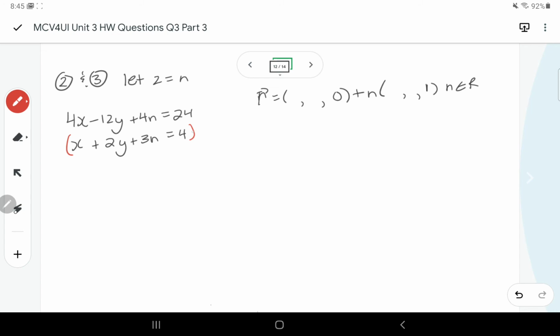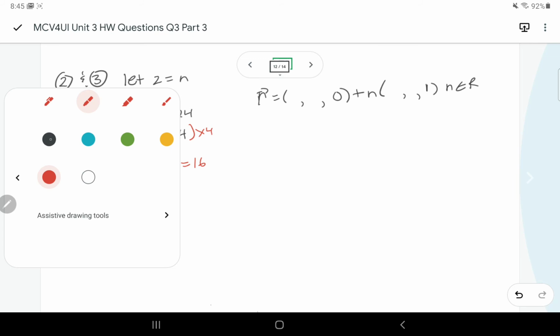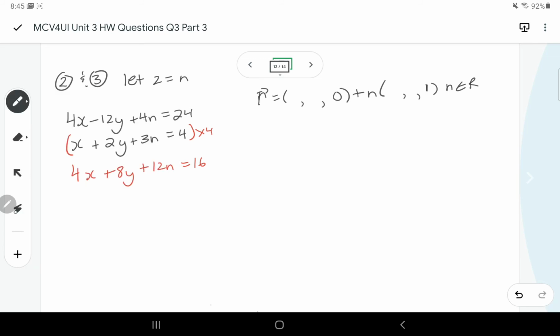Why don't we try eliminating the x this time? I'll multiply that by 4, so I get 4x plus 8y plus 12n equals 16. And I'll just rewrite the previous one just so they're lined up nicely: 4x minus 12y plus 4n equals 24.